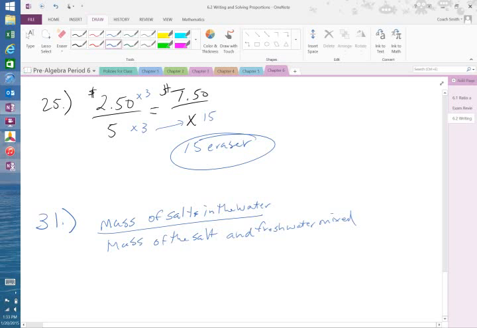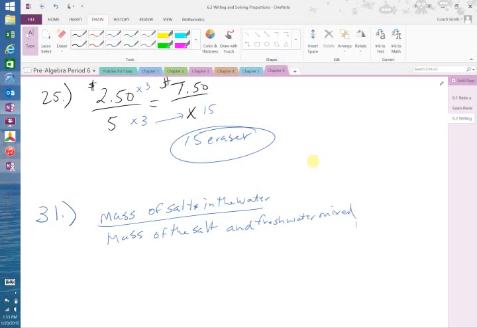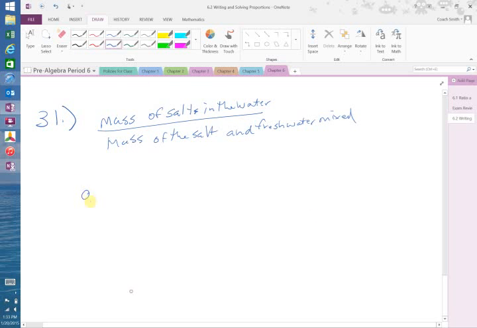31A, a sample of salt water is made by mixing 3 grams of salt with 75 grams of water. Find the salinity of the sample. Okay? So the sample of salt water is made by mixing 3 grams of salt. So what is the mass of salt in the water? 3 grams. So I put 3 grams.